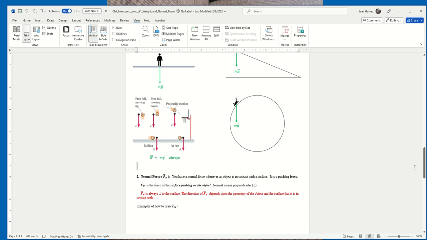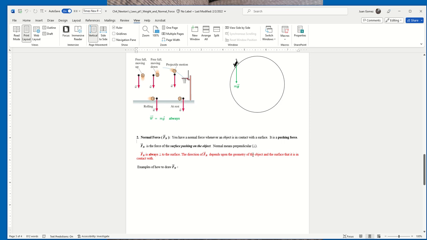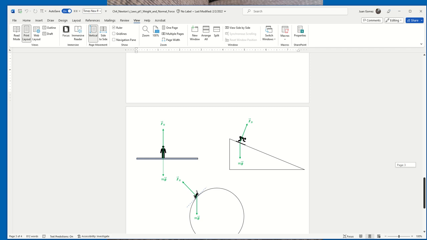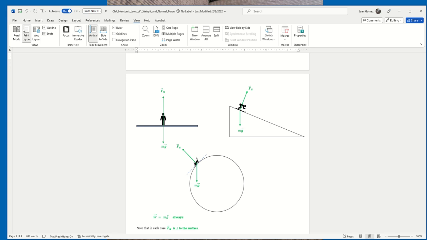Now, what about the normal force? Remember, a normal force occurs whenever an object is in physical contact with a surface. It's also sometimes called the contact force. It is a pushing force, the force of the surface pushing on the object. Fn is always perpendicular to the surface with which the object is in contact. As we'll see on the next page, the direction of Fn depends on the orientation of the object and the surface. In other words, it depends on the geometry of the problem.